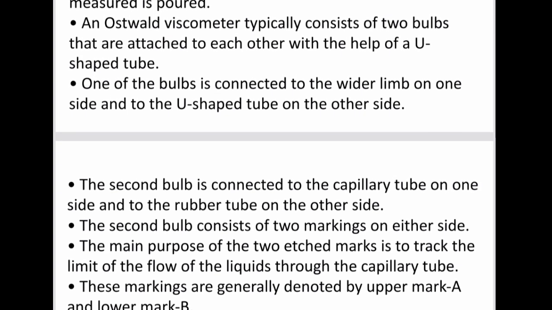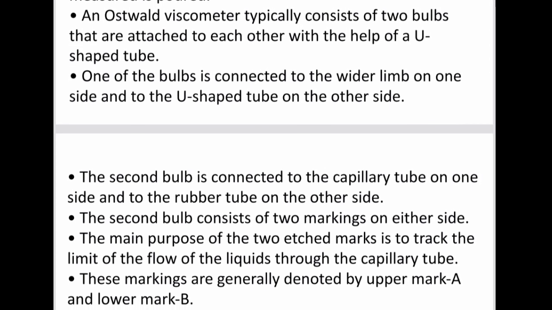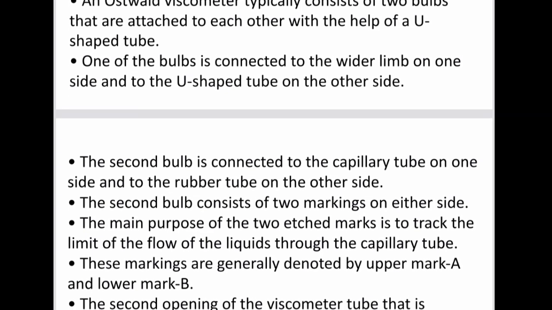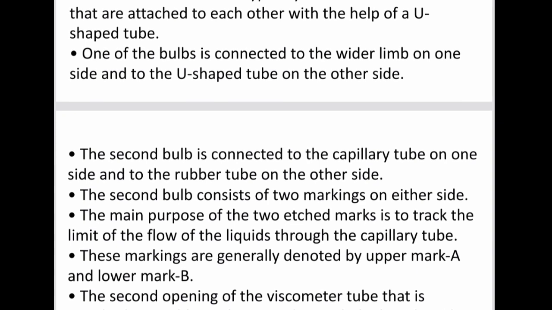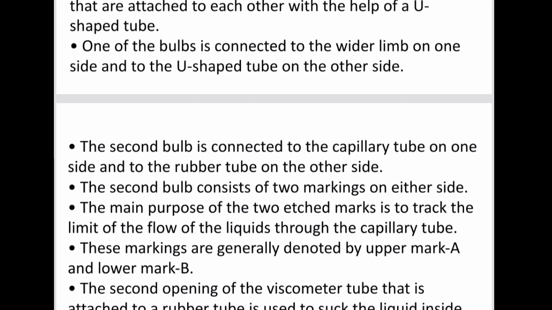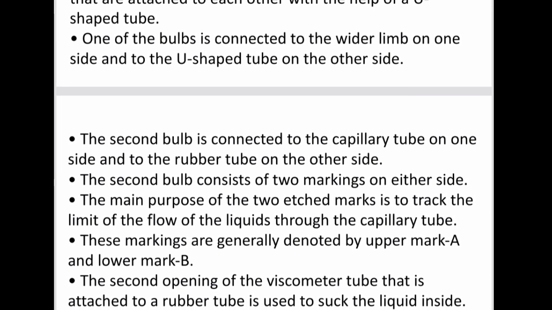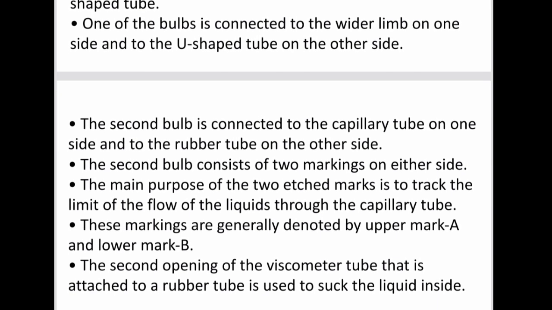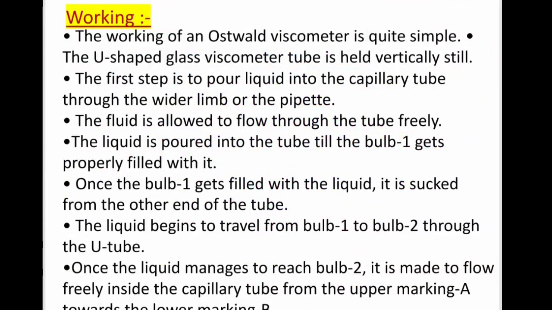The main purpose of the two attached marks is to track the limit of the flow of the liquid through the capillary tube. These markings are generally denoted by upper mark A and lower mark B. The second opening of the viscometer tube that is attached to a rubber tube is used to suck the liquid inside. Working.